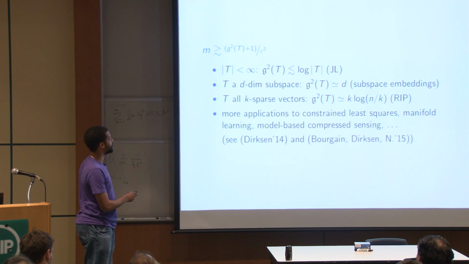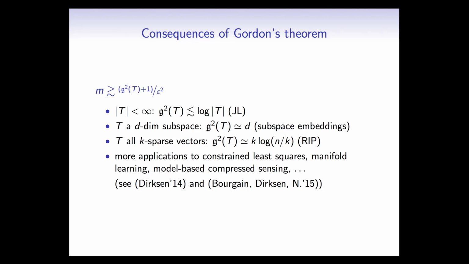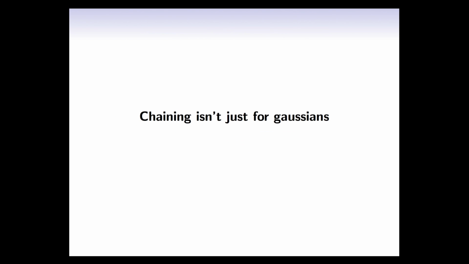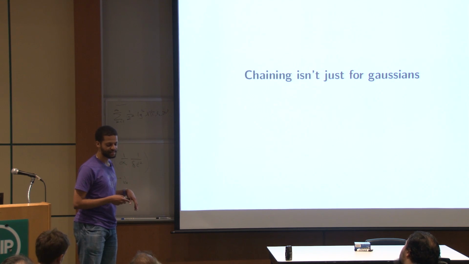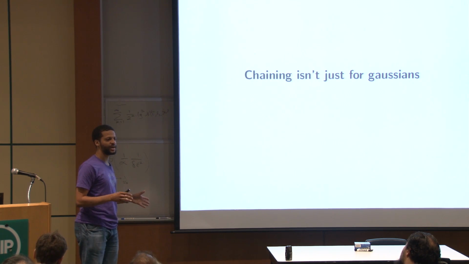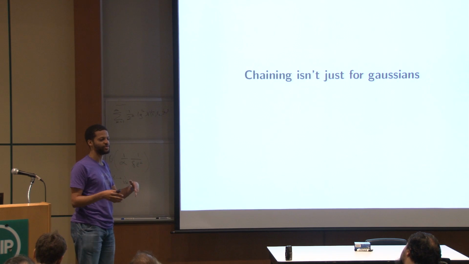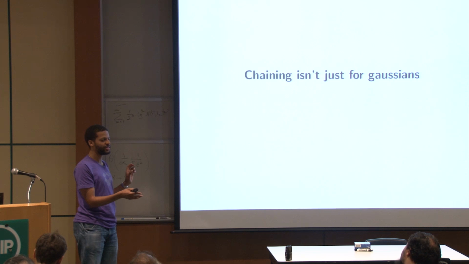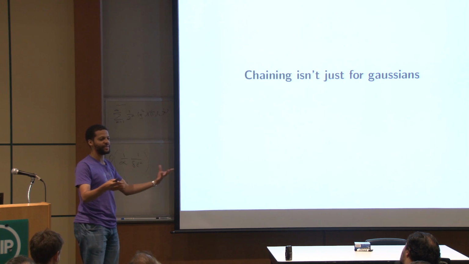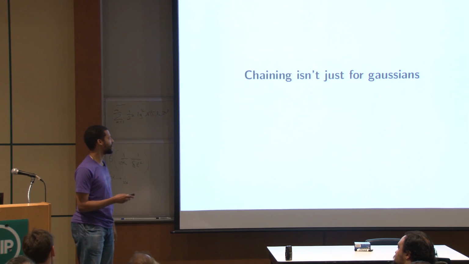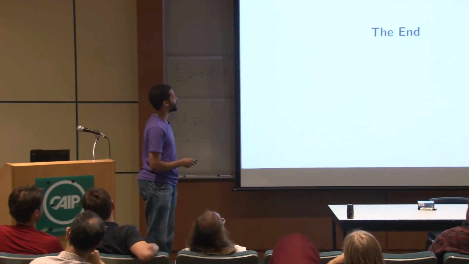And there are more applications where basically you have different T's. Constrained least squares gives you a different T, manifold learning gives you a different T, et cetera. And chaining isn't just for Gaussians. I think I'm out of time, basically. I'm not going to show you this because there's no time. But even in situations where there are no Gaussians or sub-Gaussians in the random variables you're looking at, there are techniques to artificially insert them into your problem such that at the end of the day you need to bound the Gaussian mean width of something. I'm not going to show you that, but it's been done. So, the end.